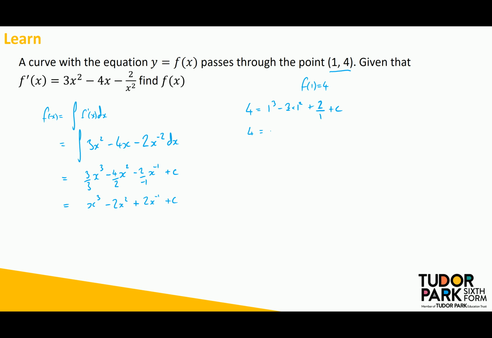That gives me 4 is equal to 1 minus 2 plus 2 plus constant, which is 4 is equal to 1 plus constant, or the constant is 3. Now I can write out the final function, which is f of x, which will be x cubed minus 2x squared plus 2 over x plus 3. And that's how we find a constant of integration.